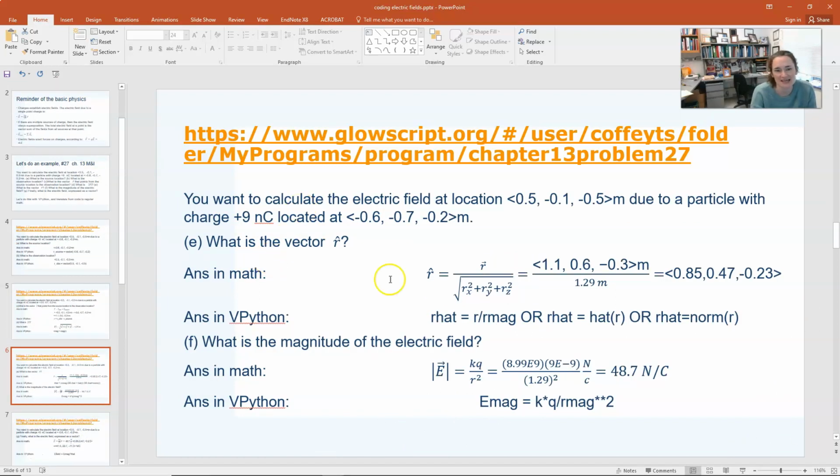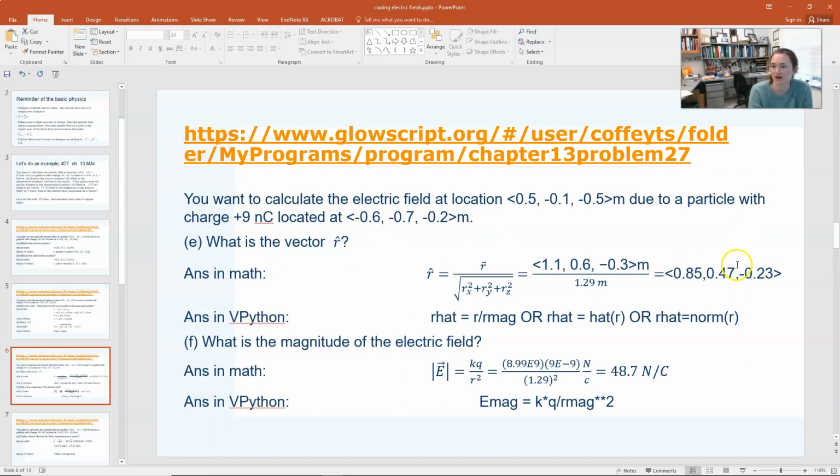Okay. Part E says, what is the unit vector r hat associated with that vector that points from the source to the observation location? So what's r hat? Well, in math, what you would have to do is take your vector r and divide it by the magnitude of that vector r. So that would be 1.1, 0.6, minus 0.3 meters. That's my vector r. And then I would divide it by the magnitude of that vector, 1.29 meters. Now what that does is you do it component-wise. You would take 1.1 and divide it by 1.29, and that gives you 0.85. 0.6 divided by 1.29 gives you 0.47, and so on and so forth, okay? And so this gives you the unit vector associated with r, all right?